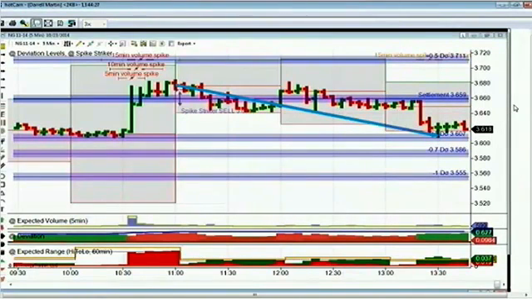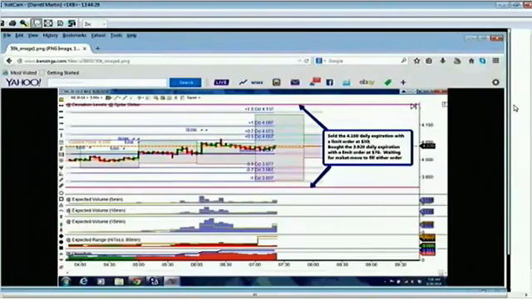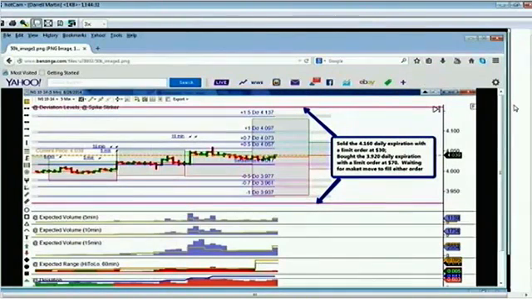And let me show you this one. Okay, so this is an example. Basically, right here, you could have gone up and sold. You could have sold right outside the range. You could have done a butterfly.